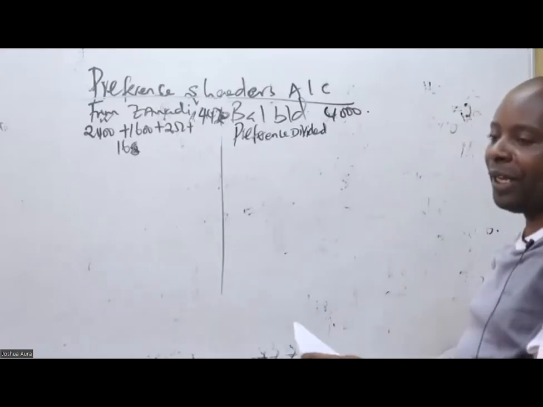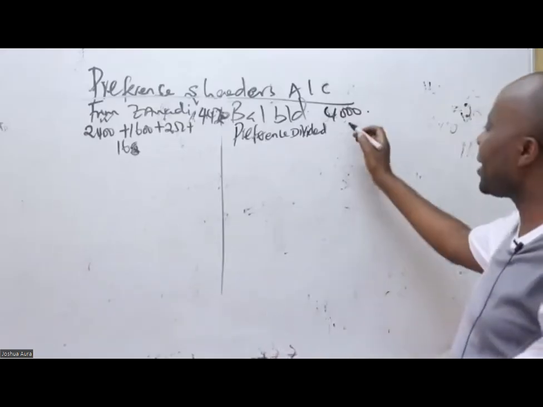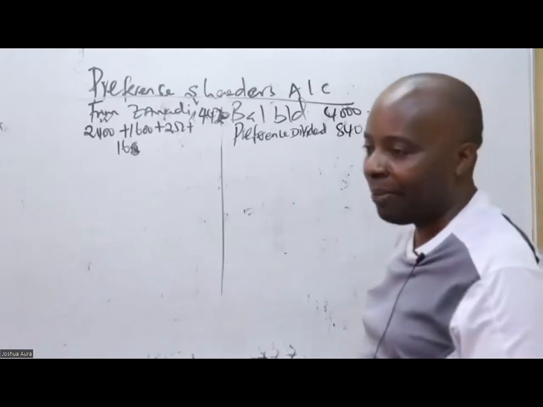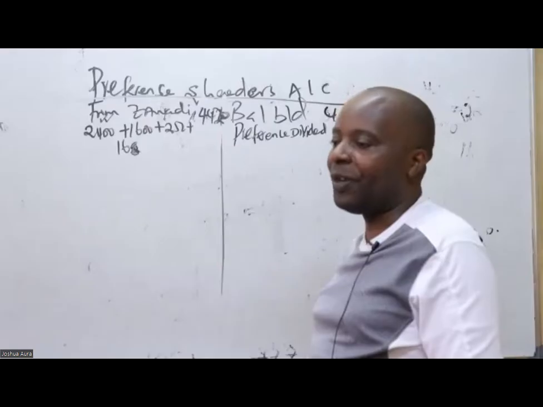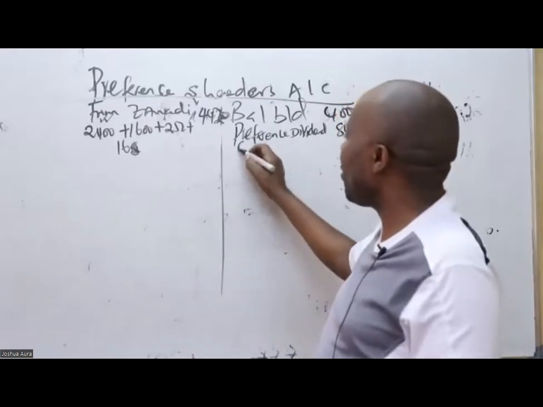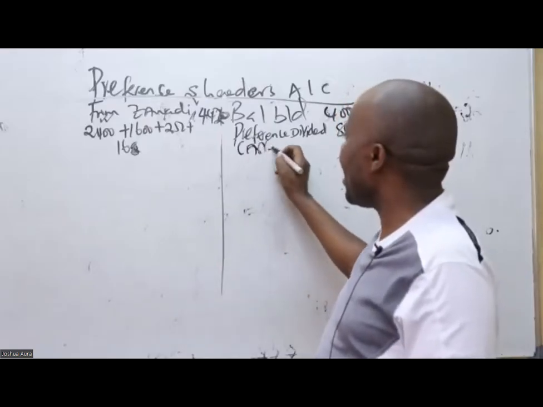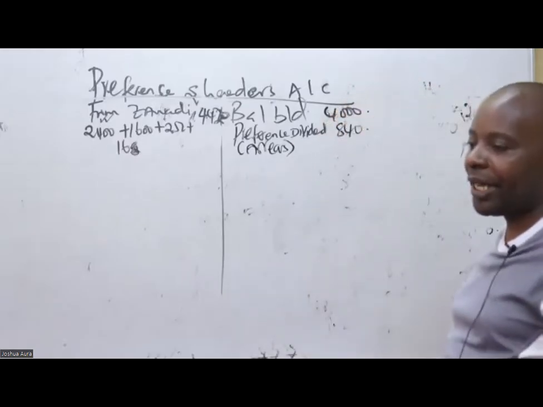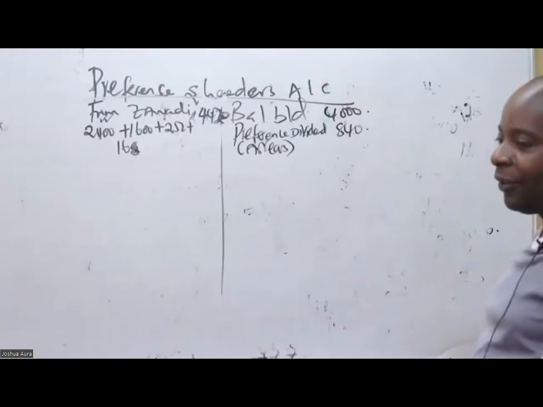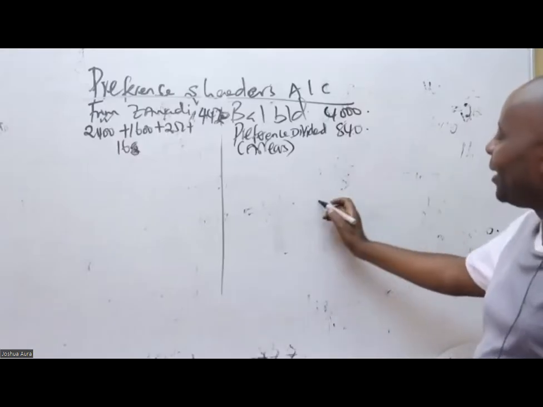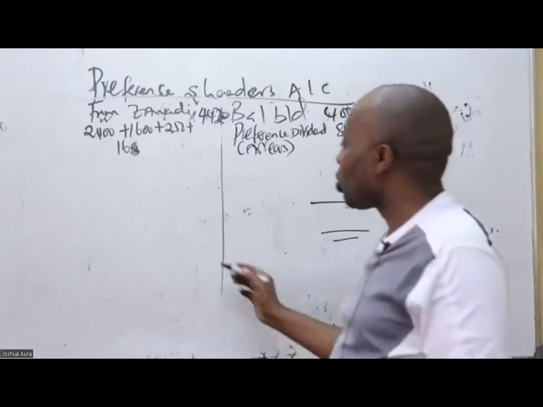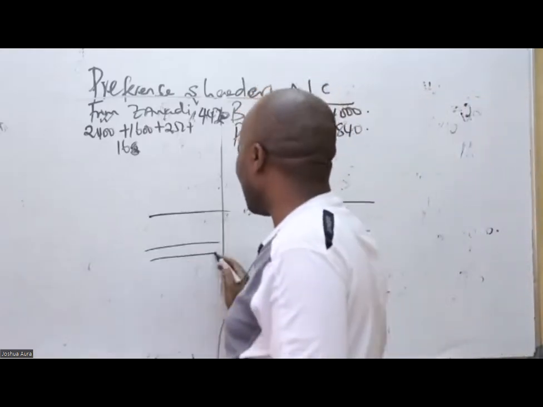So preference dividends of how much? Is there somebody who is able to remember 840? Dividend in arrears, yes. 840. So I hope they're able to remember that. Then come and give me the balancing figure, so that we can talk of what here, a realization account.